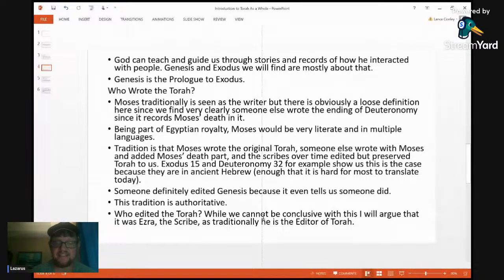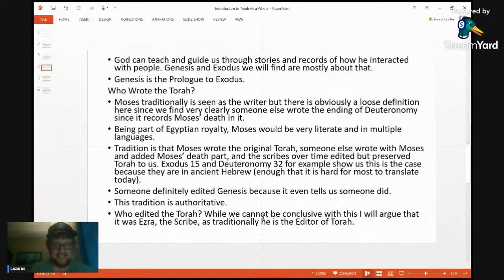And like we know that Genesis got a little bit edited but preserved, and we know this because in places like Exodus 15 and Deuteronomy 32, it's pretty easy to tell that that's the case, because when you're trying to translate those specific two chapters, I should say, you find that they're in very, very ancient Hebrew, and it's ancient enough that it's hard for most translators to actually translate it today. It's not very easy. So someone definitely edited Genesis, and it even does tell us someone did. You'll find in spots where it says, well, Jacob's well, this is here, and this was once called this. Well, somebody had to have edited that, right?